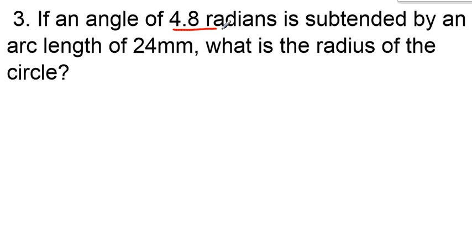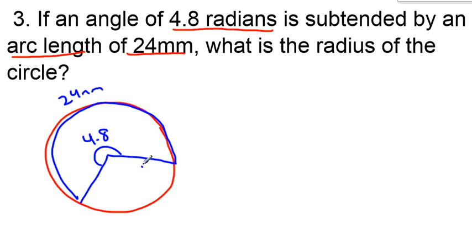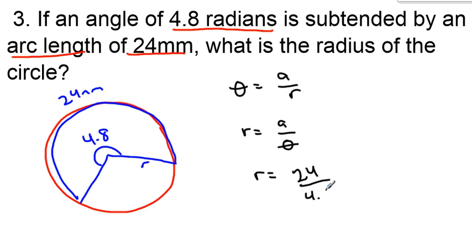Next question. If an angle of 4.8 radians is subtended by an arc length of 24 millimeters, what is the radius of the circle? So this time, what do we know? We know that we have an angle of 4.8 radians, so that's a pretty big angle. I'm just going to estimate that it's about here. We have an angle of 4.8 radians, and this arc length is 24 millimeters, and it asks us to find the radius. So, using the formula. Because I want to solve for the radius, I can rearrange this to say that the radius is arc length divided by angle. So the radius is 24 divided by 4.8, which is 5. So the radius is 5 millimeters.